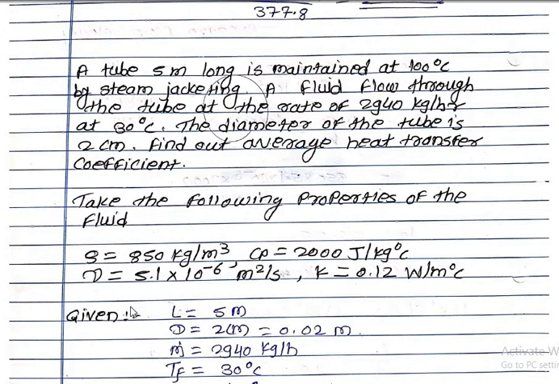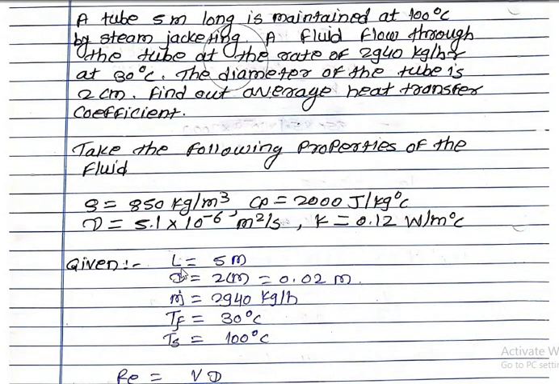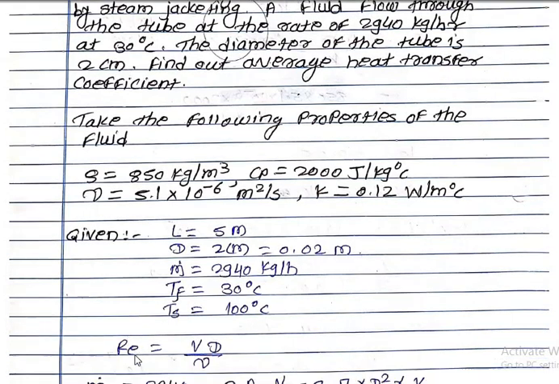So the given quantities we can write in this manner. The length of the tube is equal to 5 meter. Diameter of the tube is 2 centimeter, that is 0.02 meter. Mass flow rate is 2940 kg per hour. Fluid temperature is 30 degrees Celsius and surface temperature is 100 degrees Celsius. By procedure, we first have to find out the flow type, so for that purpose we have to determine the Reynolds number.